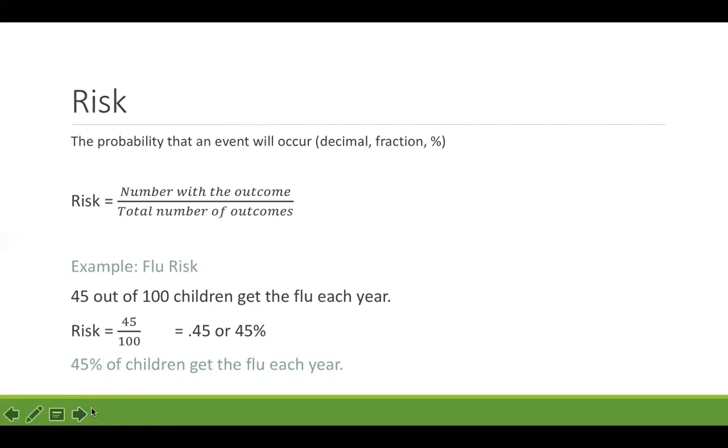To put it in an example for you, flu risk, which we'll be looking at in the next example as well. 45 out of 100 children get the flu each year. So the risk is 45 over 100, or 0.45 or 45%. Going back to the formula, 45 children get the flu, so that's the outcome of getting the flu, our numerator. And the total number of outcomes is 100. So 45 over 100 is 0.45, and it can be summarized by 45% of children get the flu each year.